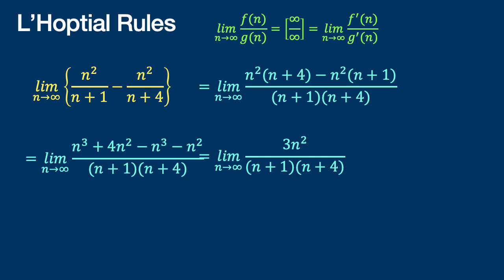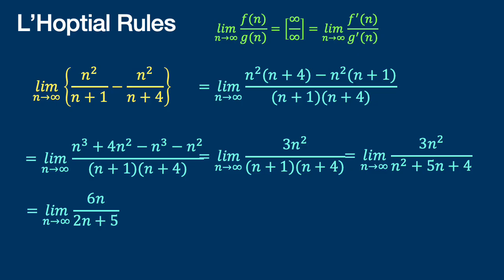Now the bottom: n times n is n squared, n times 4 is 4n, 1 times n is n, and 1 times 4 is 4. So you have n squared plus 5n plus 4. This is definitely infinity over infinity, so we can apply L'Hopital's rule right there. The derivative of 3n squared is 6n, and the derivative of n squared plus 5n plus 4 is 2n plus 5.